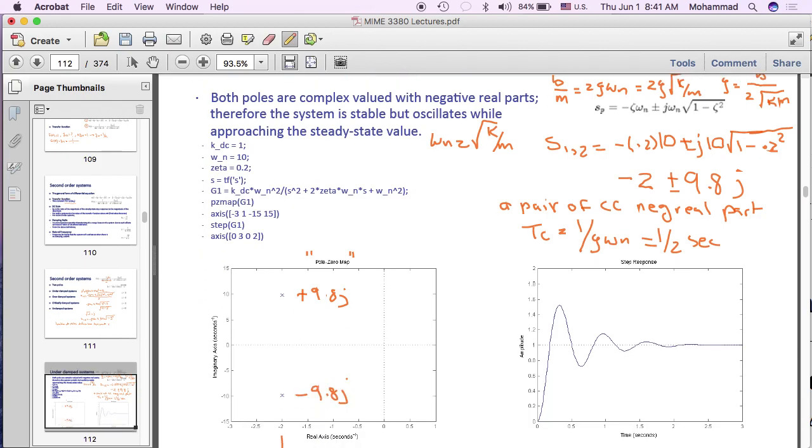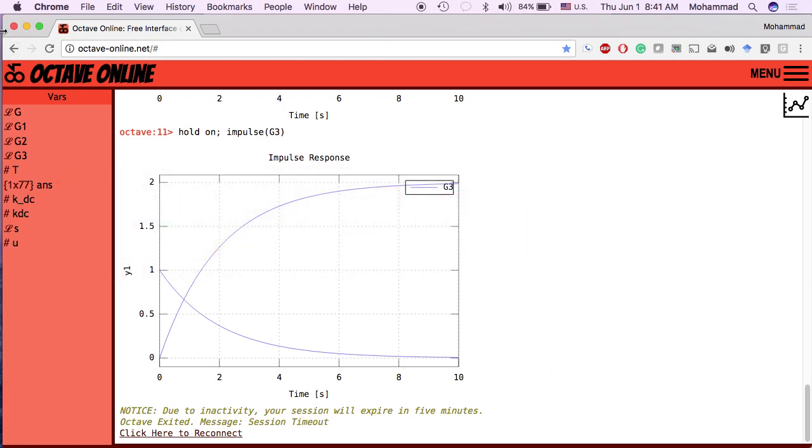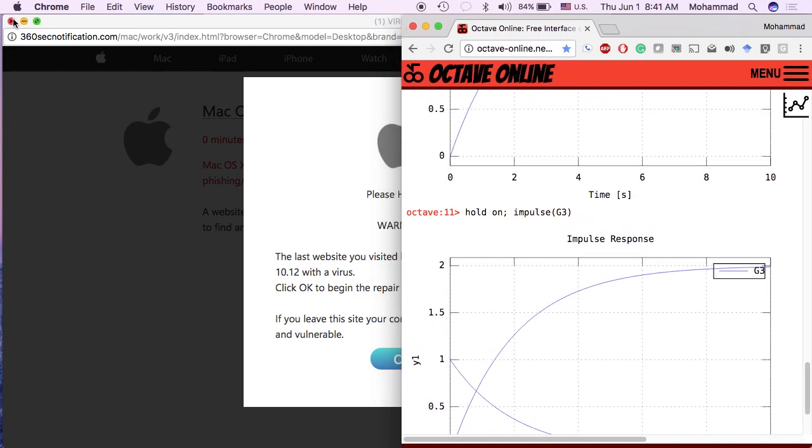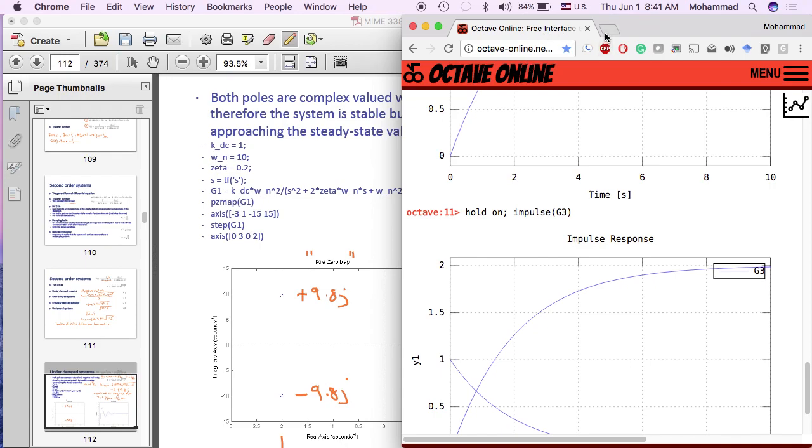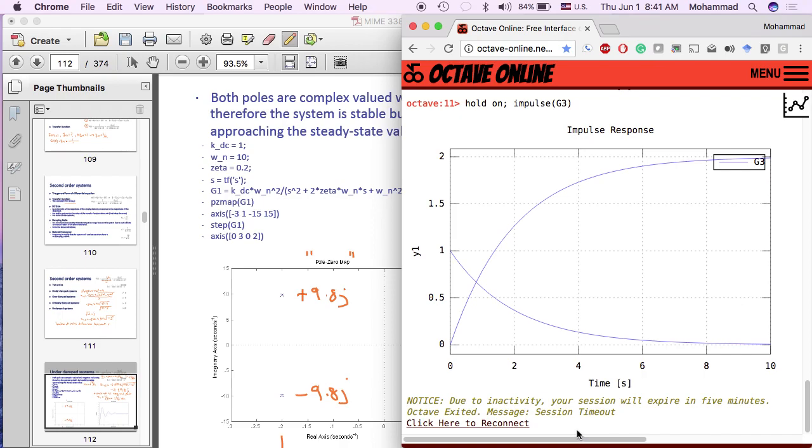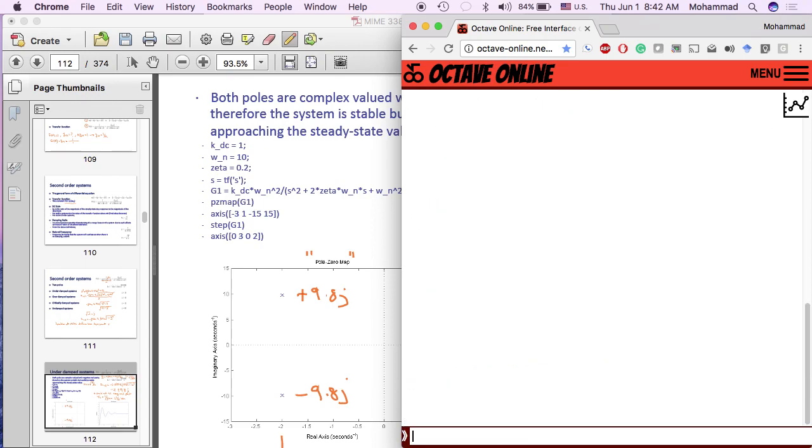Okay, so let's go ahead and fire up MATLAB. I'm going to resize it so I can see the numbers. I'm reconnecting to the server. I'm going to clear my space by typing clc. It clears your space. I'm going to define KDC as 1. So this system has a steady state DC gain of 1. Omega n, in my case, is going to be 10 radians per second. And zeta is going to be 0.2, which clearly makes it an underdamped system. It's between 0 and 1.